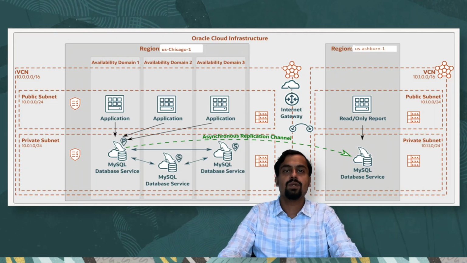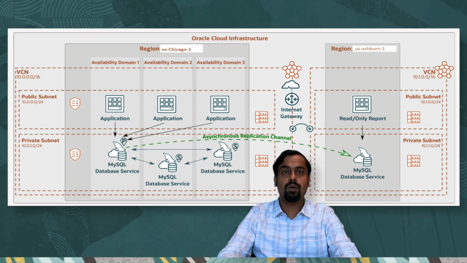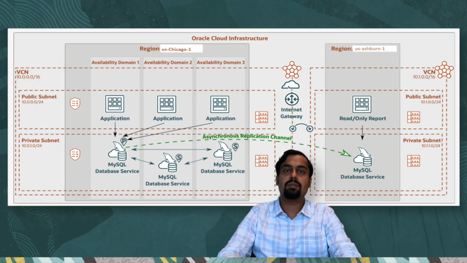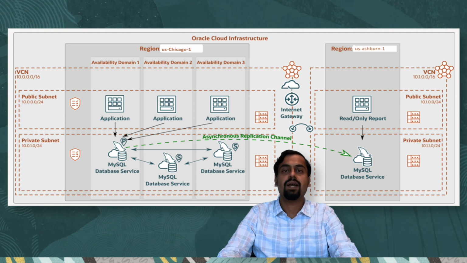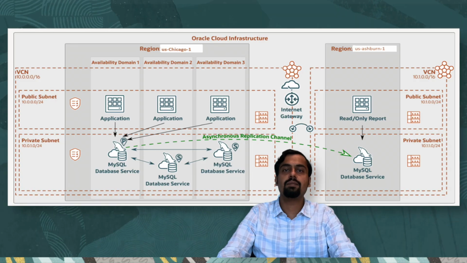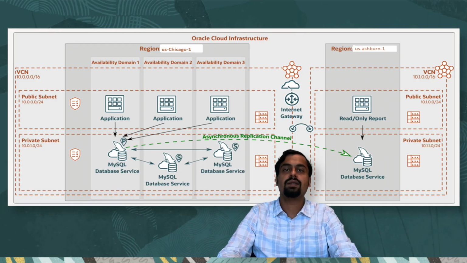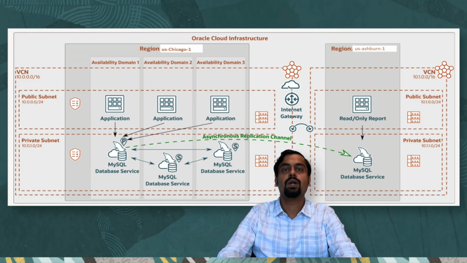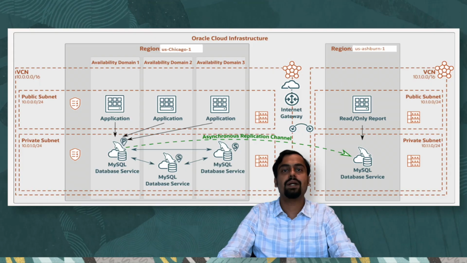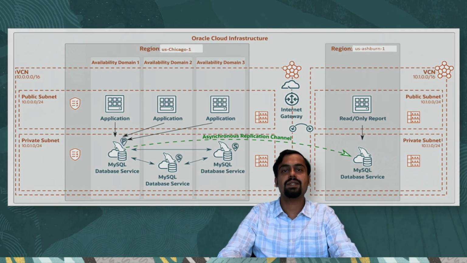The first one is using the OCI console level manual backup. We will take a full backup at the OCI console level and move that backup into the target region, and then restore it into a new database and set up a cross-region inbound replication channel in the target DB system. The second approach is using the MySQL shell utilities, wherein we will use the MySQL shell utilities to copy the source backup into the target region and then set up an inbound replication channel in the target DB system.